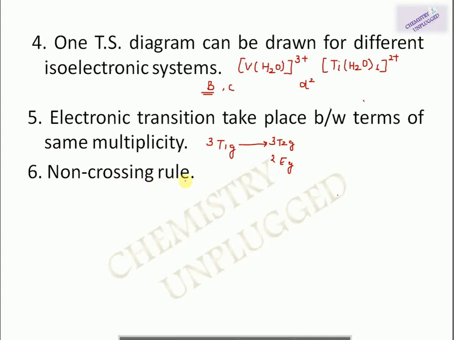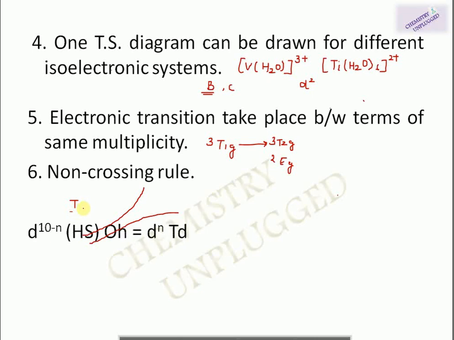Then the non-crossing rule. The non-crossing rule means terms of the same multiplicity and the same type cannot cross each other. Suppose we have two T terms, so they cannot cross each other. They will show some repulsion, and their shape will be curved like this. So there is repulsion between them and they will not cross each other. This is the rule we have studied in the orbital diagram also, so this rule is the same.